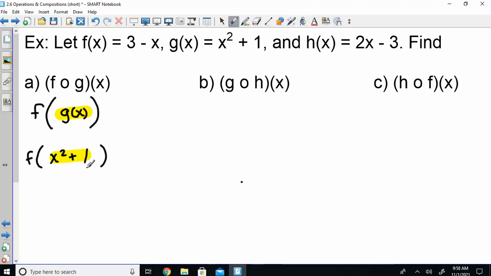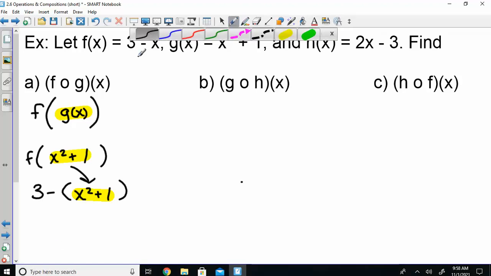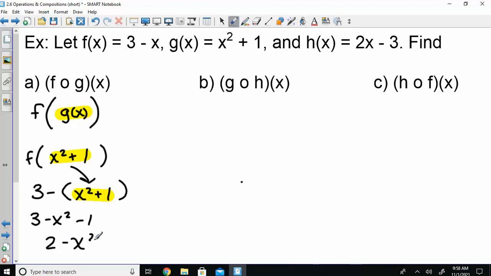Okay. So then I have to take this and I'm plugging it into f. So f says you're going to do 3 minus x. That thing you're plugging in takes the place of your x. So I do 3 minus my x squared plus 1. Everybody with me? So then just simplify as much as we can. We can distribute that negative, add like terms, so we get 2 minus x squared. And that would be our final answer.